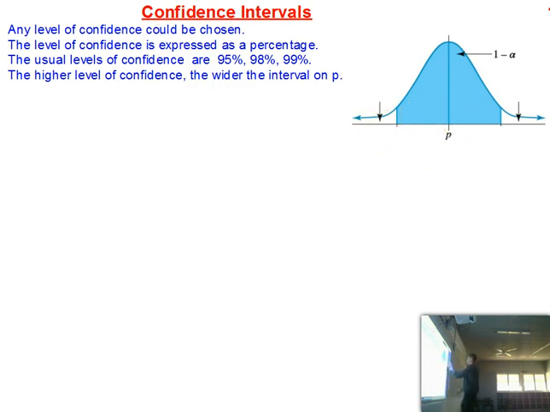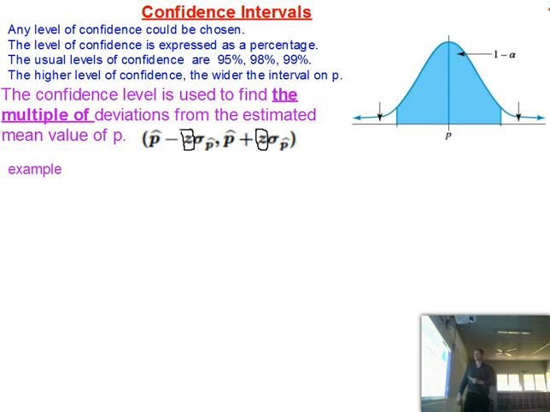So you can think about that in terms of our distribution on p hat. The mean is p, so the area around the mean is going to spread out and get longer and longer, and so we will have smaller amounts of area in the tail, and the width is going to be wider. Okay, so the confidence level is used to find the multiple of deviations from the estimated mean value p. The multiple of deviations is in fact the z number. Z is some multiple of our standard deviation.